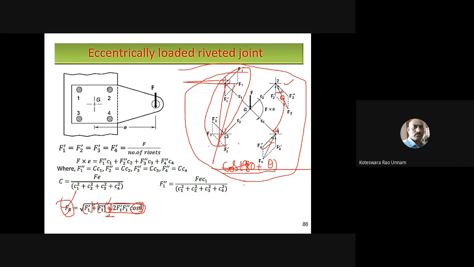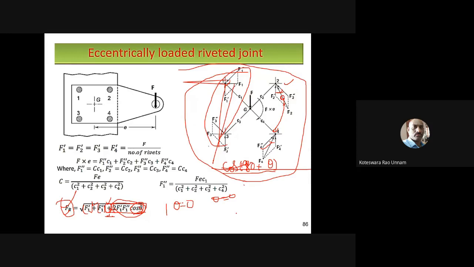Or, if you don't want to use that approach, you need to look at the values of theta where it is minimum. Why did I say minimum? Suppose theta is 0, what is the value of cos theta? It is 1. So that means f1 dash and f1 double dash cos theta will be maximum when theta is equal to 0 only.